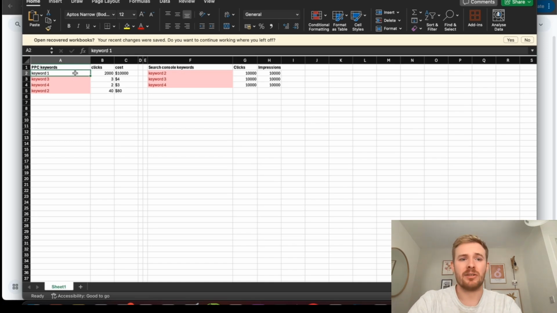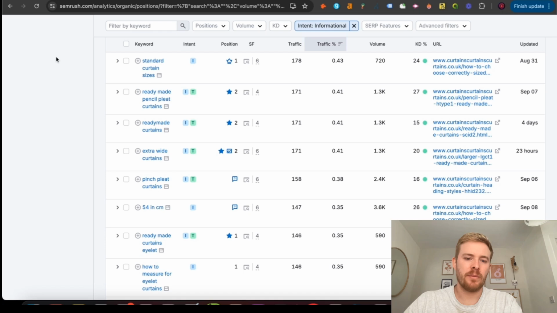So when you're looking at prioritizing content opportunities from a keyword research side of things, this is obviously a really good way of saying, right, this is what we need to prioritize first because it's actively costing us money, and we might be able to scale back from a PPC and ad spend side of things if we can start to target these keywords organically.